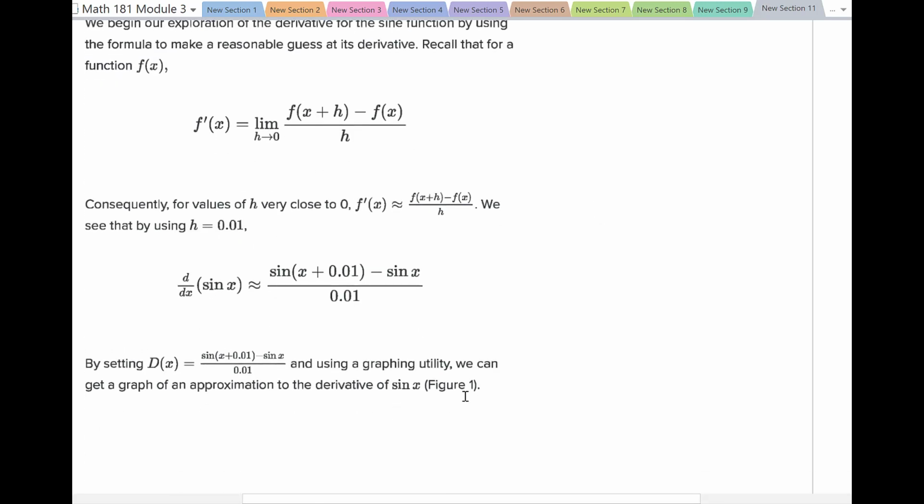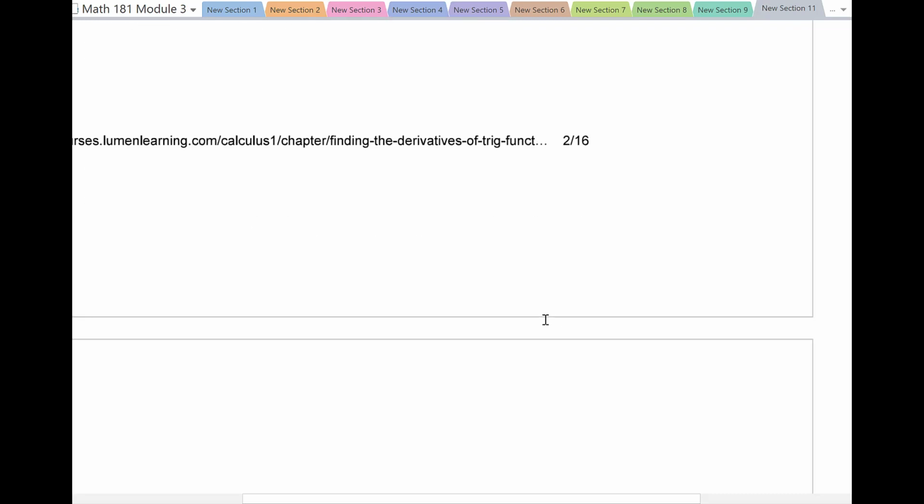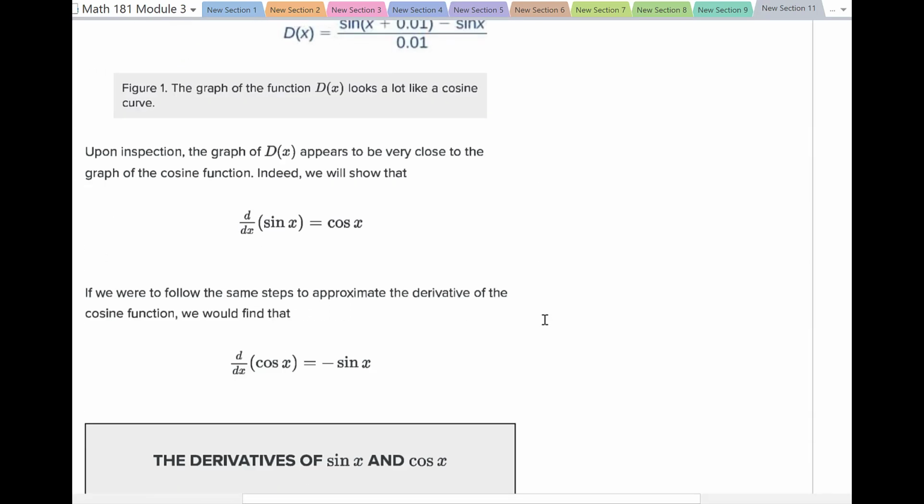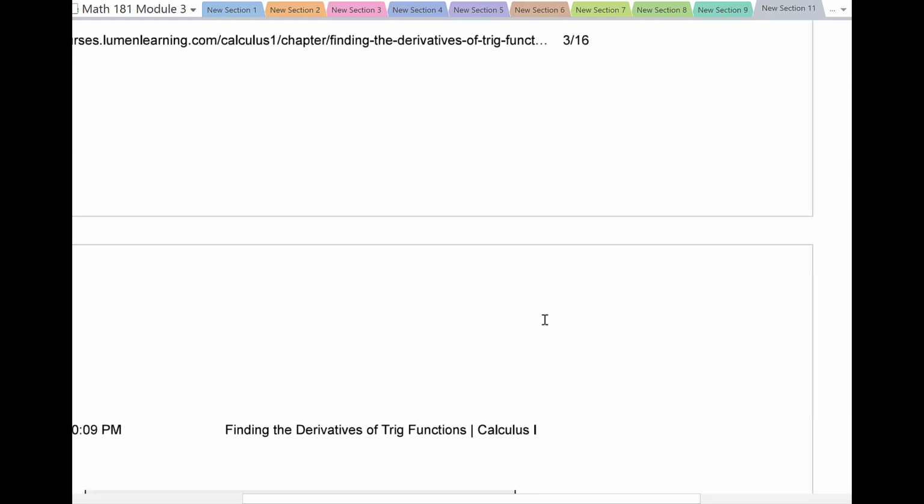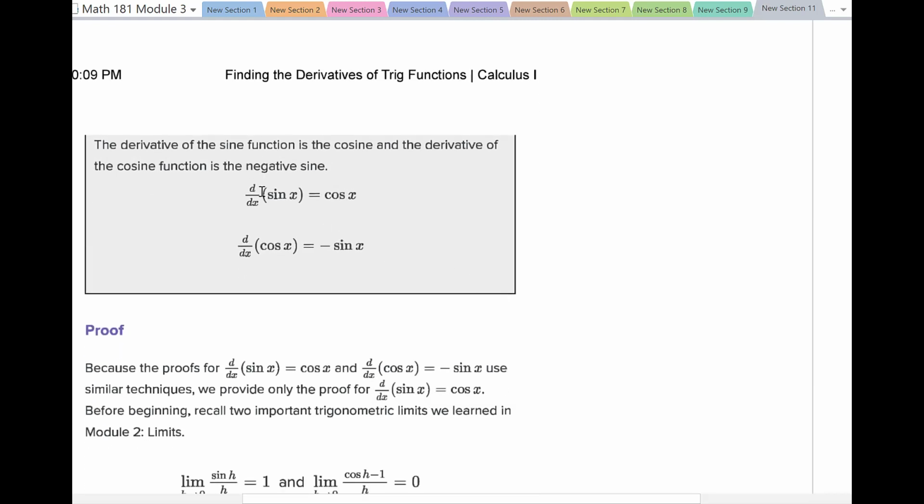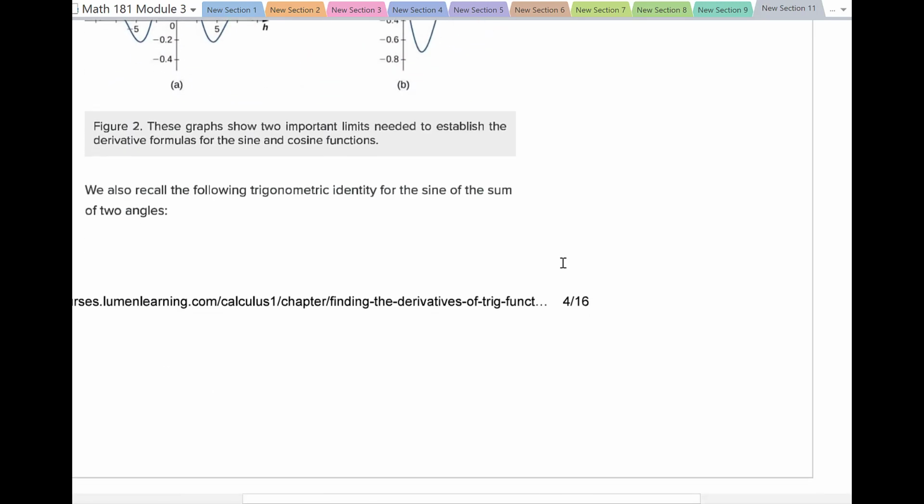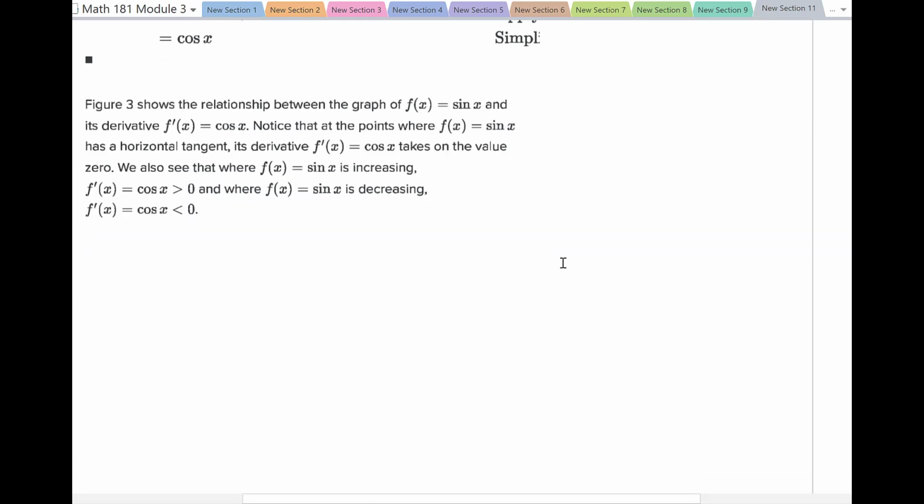So here's some nice derivations for these functions, but I'm going to come down to what they are. The derivative of the sine function is cosine, and the derivative of cosine is the negative sine. And here's some nice proofs.